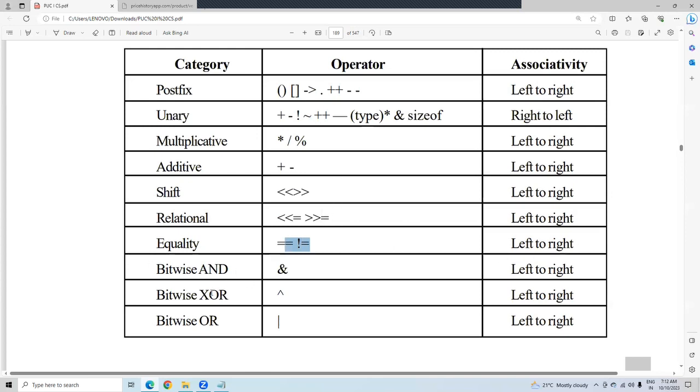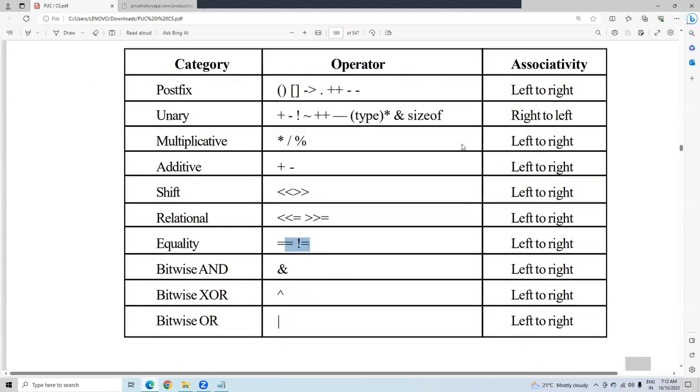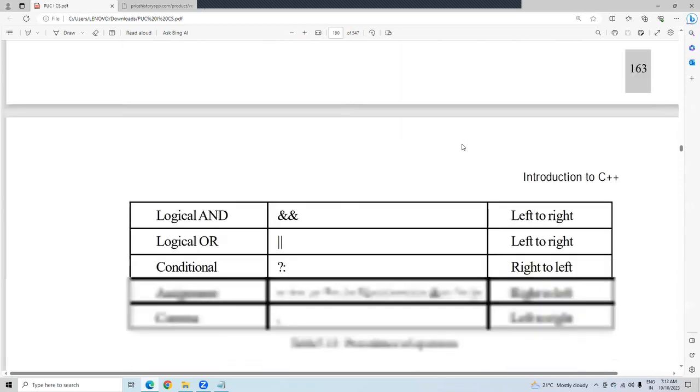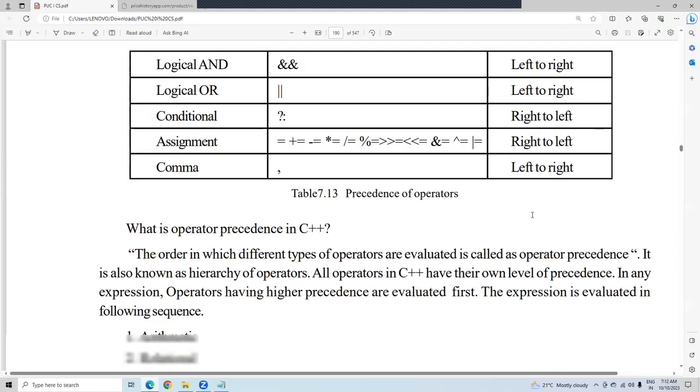Bitwise AND, then bitwise XOR, then bitwise OR will come. All are left to right direction. So only the unary operators have right to left, and some more are there here. Logical AND and logical OR are there, and the conditional operator is right to left. All kinds of assignment operators are right to left. The comma operator is left to right.